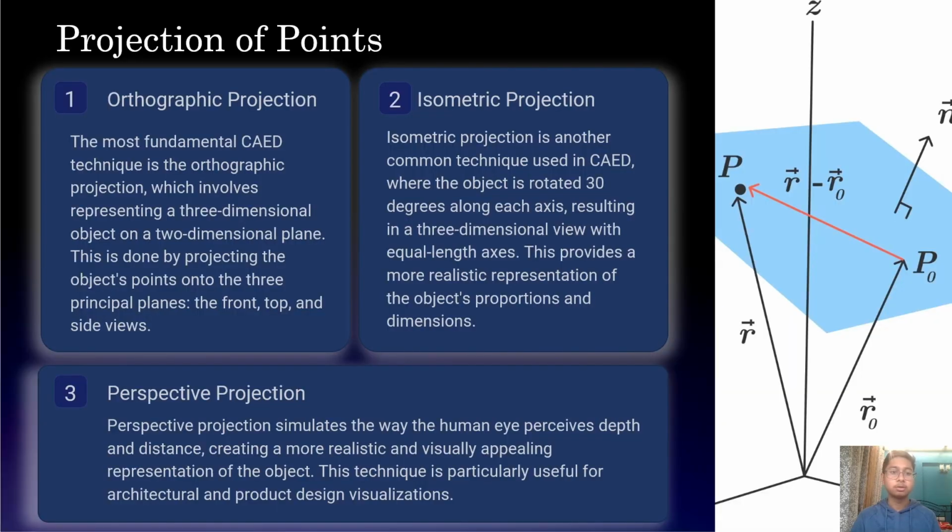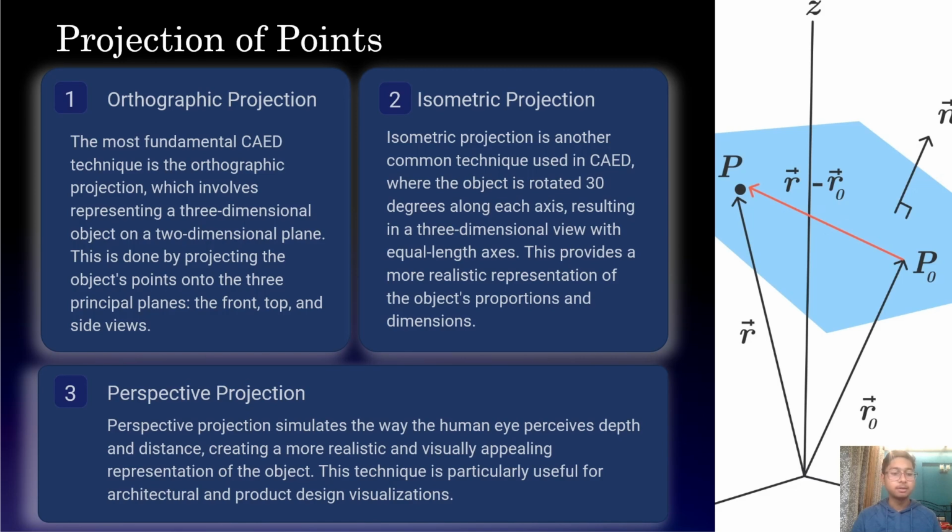Projection of points. Orthographic projection. The most fundamental CAD technique is the orthographic projection, which involves representing a three-dimensional object on a two-dimensional plane. This is done by projecting the object's points onto the three principal planes: the front, top, and side views. Isometric projection. Isometric projection is another common technique used in CAD, where the object is rotated 30 degrees along each axis, resulting in a three-dimensional view with equal length axes. This provides a more realistic representation of the object's proportions and dimensions.